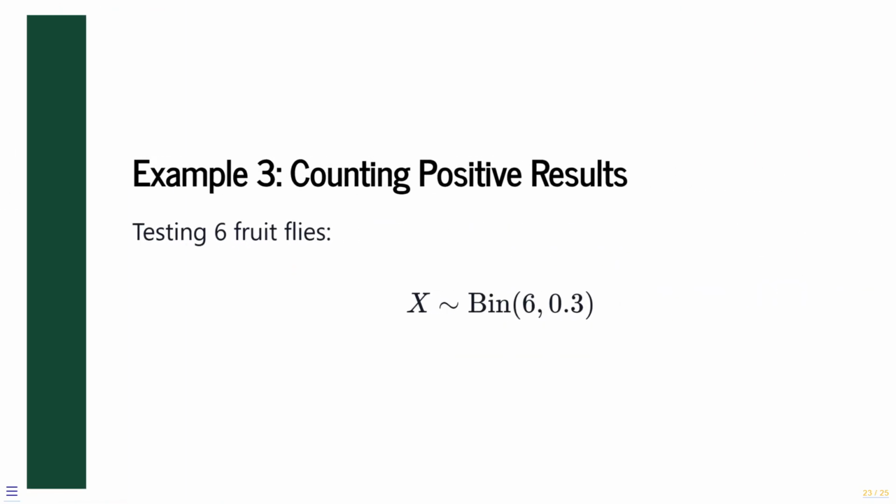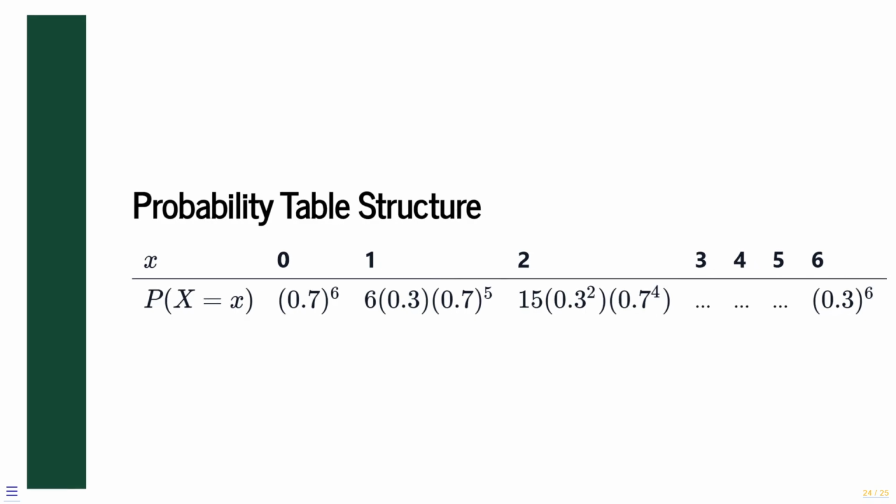Example 3 considers counting positive assay results. If each fruit fly has a 0.3 probability of having a gene, and we test 6 flies, the number of positives follows a binomial distribution. The probability table can be computed using the formula or software. This example shows how flexible the binomial model is across different biological contexts.